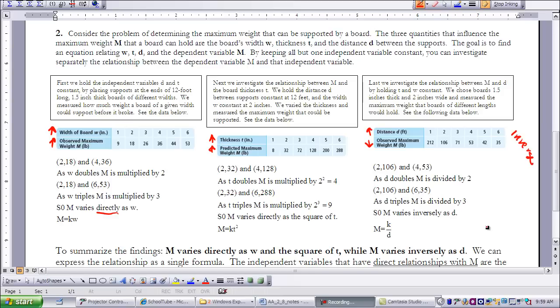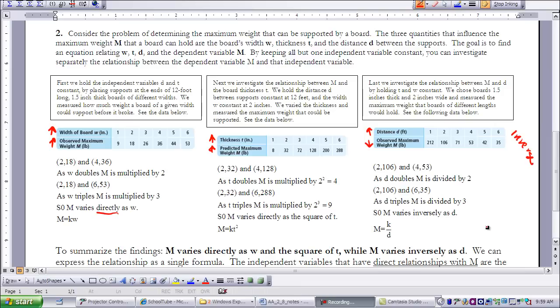So let's look at our data points, 2, 32, and 4, 128. As I double 2, I get to 4. As I double 32, I don't get to 128, so let's see if I can go 2 squared. So 32 times 2 squared will give me approximately 128. So therefore, I know that it's being multiplied by a direct square, but let's just check it again with another set of data. Let's go 2, 32 and 6, 288.